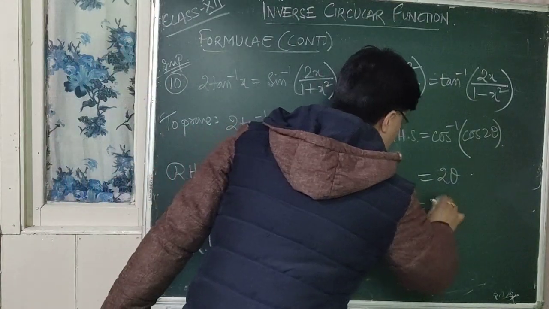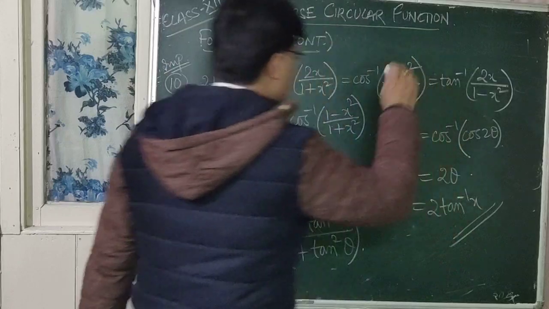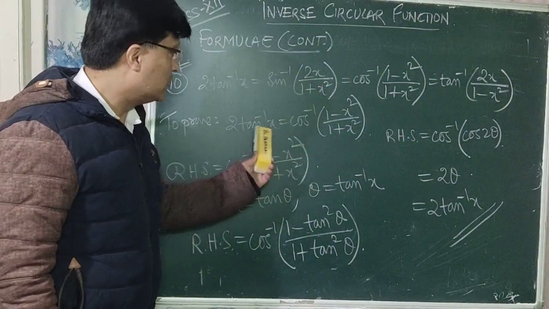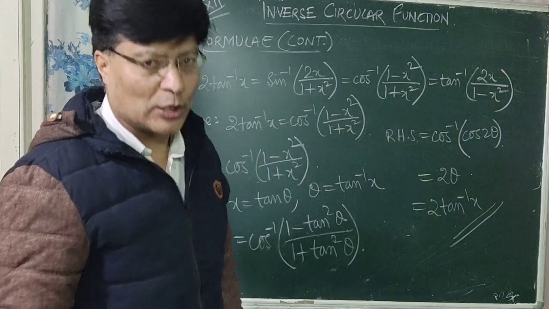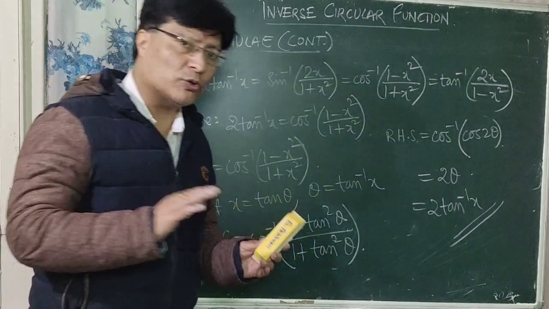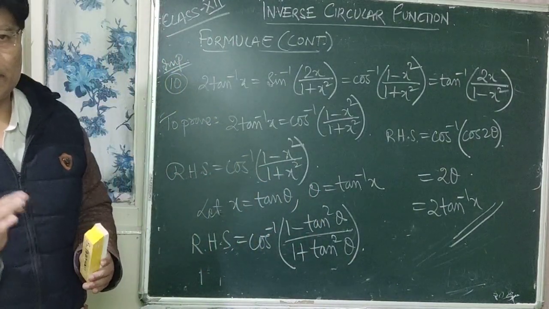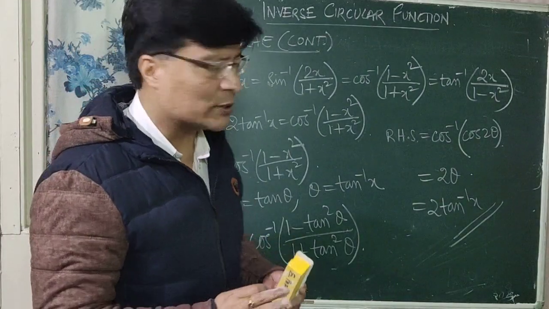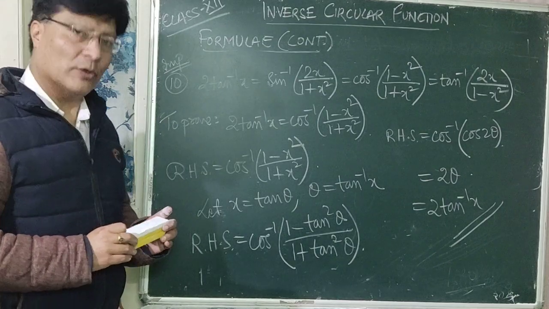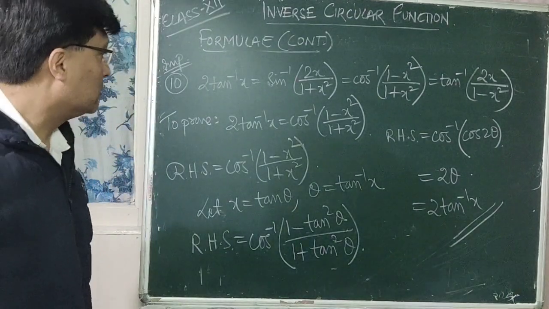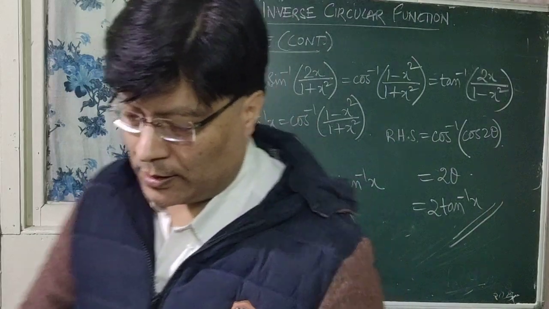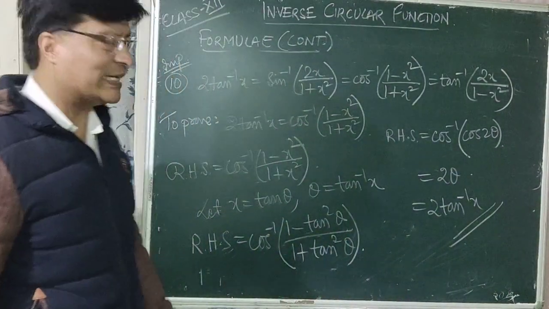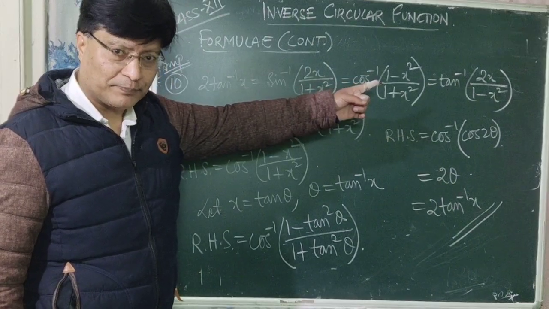Now you can put the value of theta. What is theta here? It is tan inverse x. So we have proved this formula. Okay, that is 2 tan inverse x is equal to cos inverse 1 minus x square divided by 1 plus x square. So you have to memorize this formula in both ways. 2 tan inverse x is equal to cos inverse 1 minus x square upon 1 plus x square, or cos inverse 1 minus x square upon 1 plus x square is equal to 2 tan inverse x. Okay? So you can copy it. So now, let us do the last part. That is, first is equal to that last one. That is fourth one. Okay?